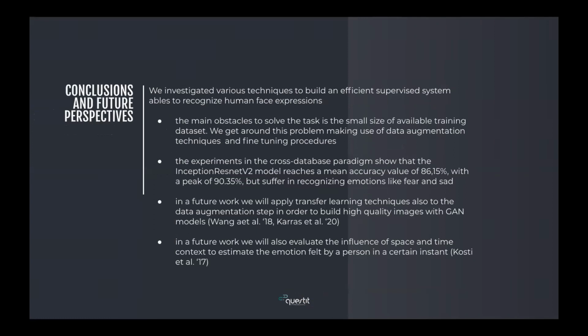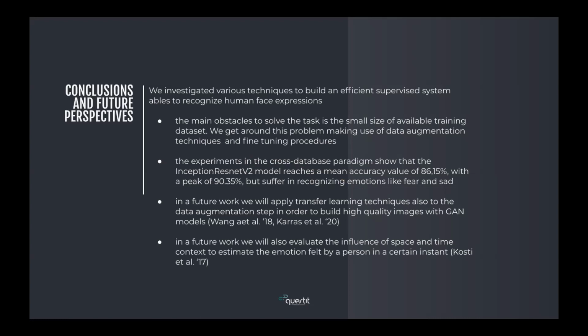We investigate various techniques to build an efficient supervised system able to recognize human face expressions. The main obstacle to solving the task is the small size of a viable training dataset. And we get around this problem by making use of data augmentation techniques and fine-tuning procedures. The experiments in the cross-database paradigm show that the Inception ResNet v2 model reaches a mean accuracy value of 86.15% with a peak of 90.35%, but suffers to recognize emotions like fear and sad.